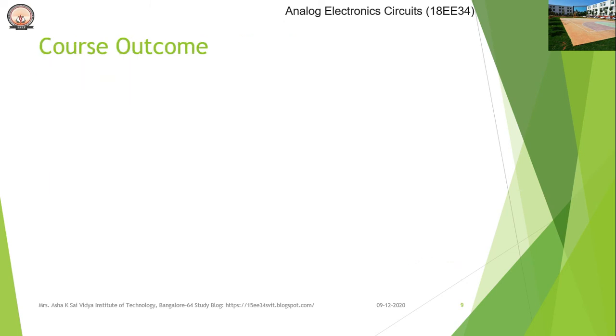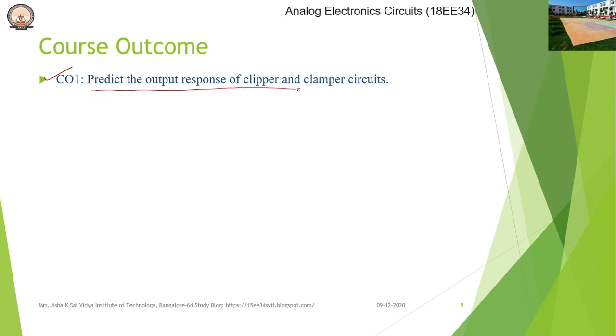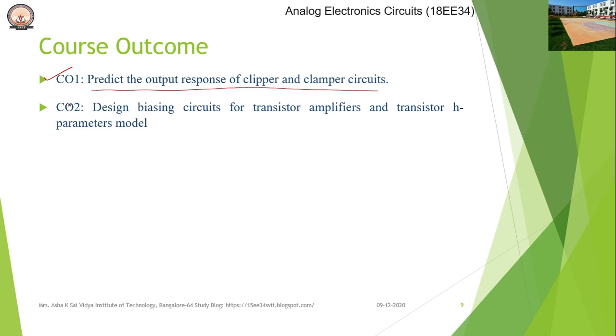The main course outcomes for this particular course are: the first course outcome is to predict the output response of clipper and clamper circuits. And the second course outcome, based upon the concept of transistor amplifiers and transistor H parameter model, is to design biasing circuits for transistor amplifiers and the transistor H parameter model.